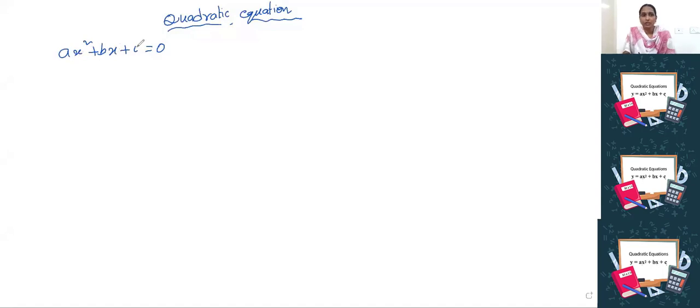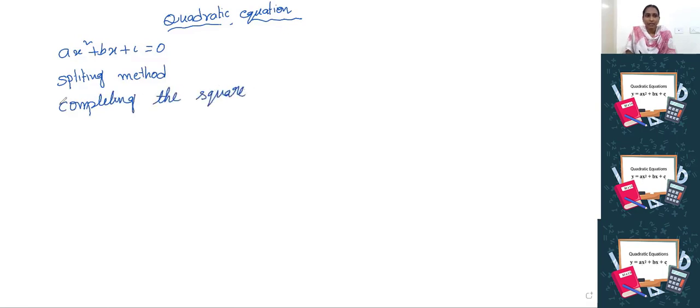Those are called solutions. We can find the solutions for this equation by different methods. One is the splitting method. Another one is the completing the square method. From the completing the square method, we can derive one formula. By using that formula, we can find the solutions of this quadratic equation easily. That formula is minus b plus or minus square root of b square minus 4ac, by 2a.